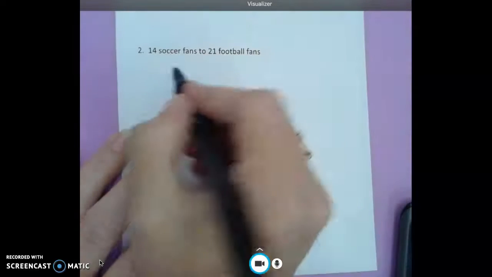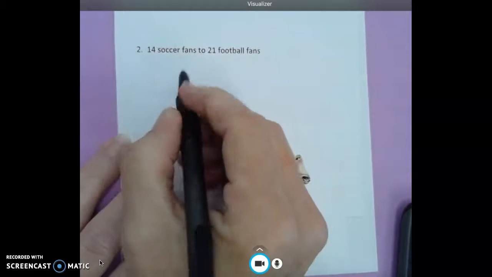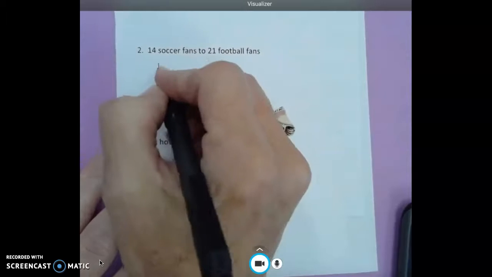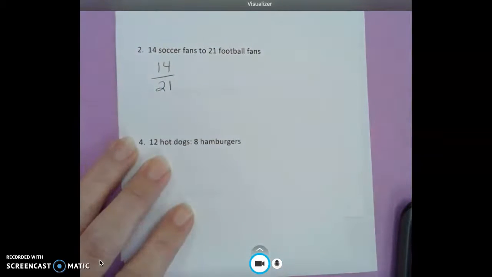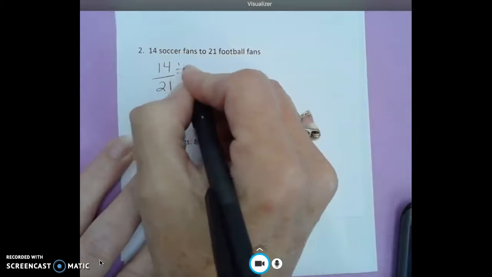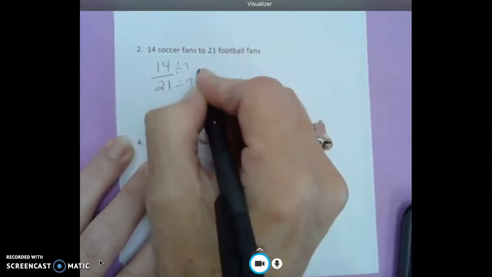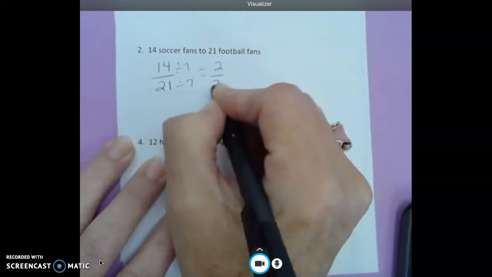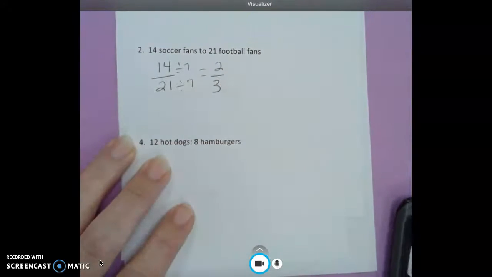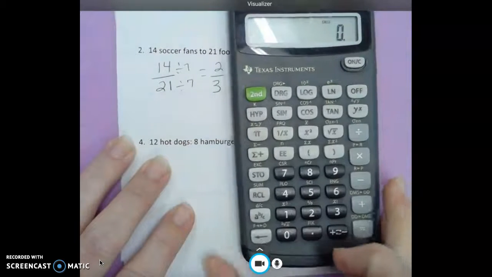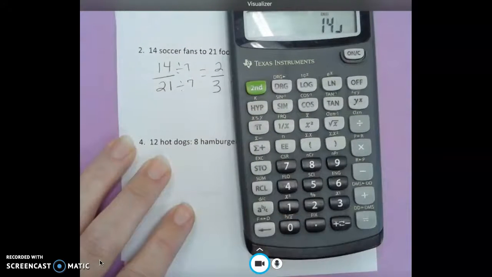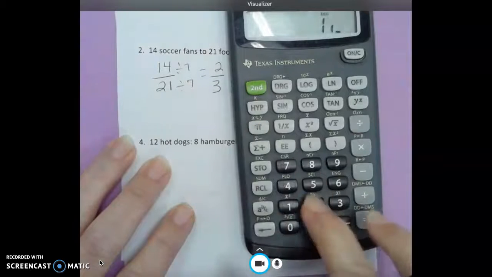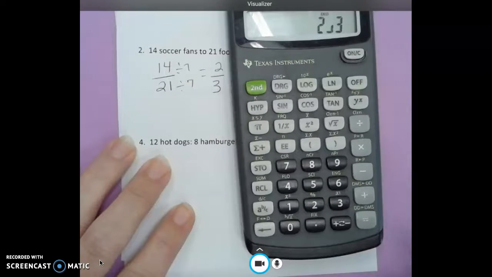So if we have 14 soccer fans and 21 football fans, 14 over 21. Well, their common factor is 7. So if we divide both of them by 7, we're going to get 2 over 3. Let's see if I can get these buttons to punch this time. So if we do that on the calculator, 14, and then hit ABC, and then hit your 21, and hit equals, and it'll simplify it for you.